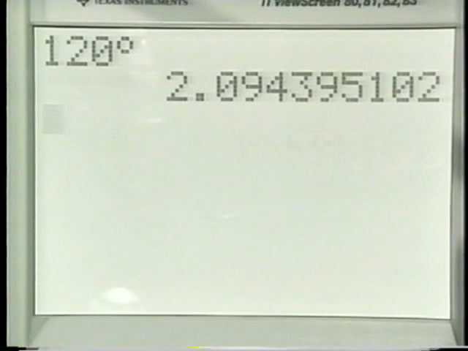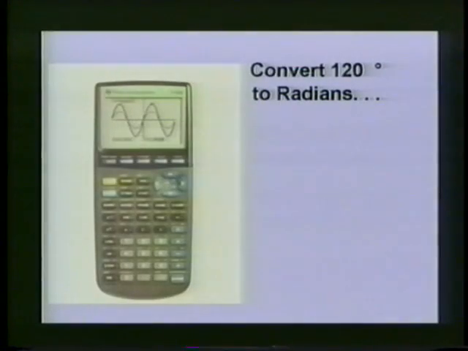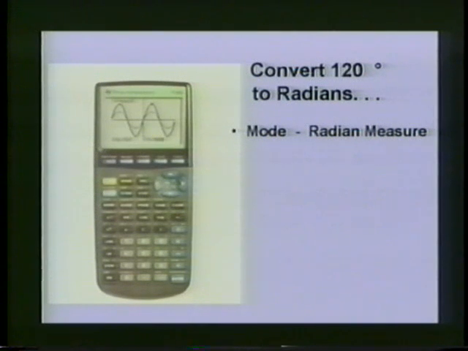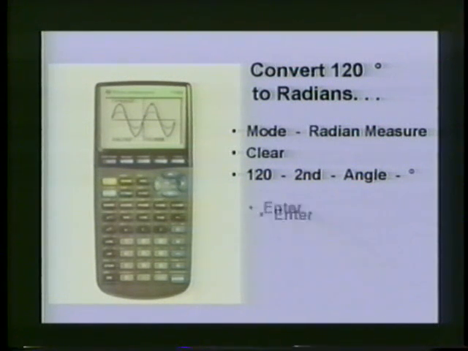Now you do it. Let's look at full screen here and give you a chance to do it. Change your mode to radian measure. Hit your mode button and go down to radian measure and hit enter. Now clear to get out. Type 120. How do you get that degree? Remember, you should know it well by now. Second angle degree. And hit enter. And nicely you get 2.09 radians.